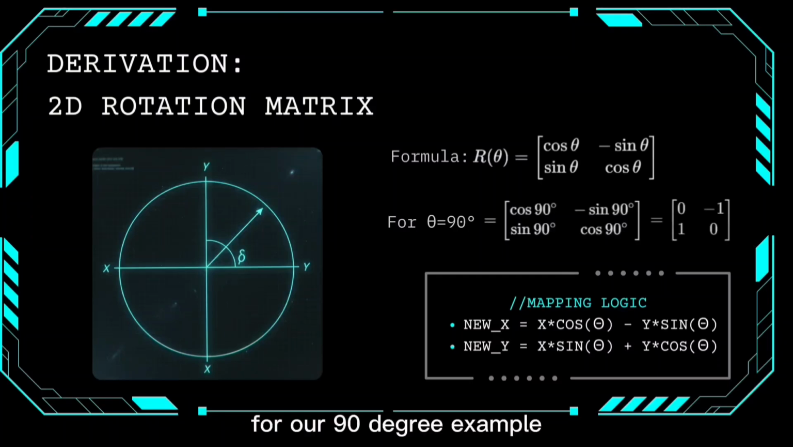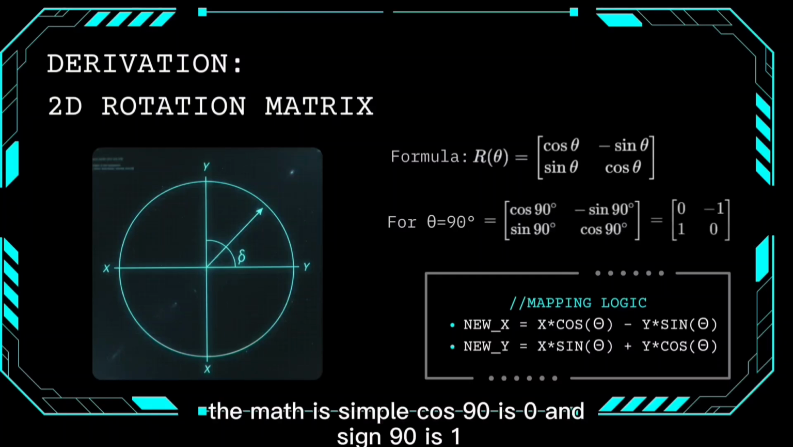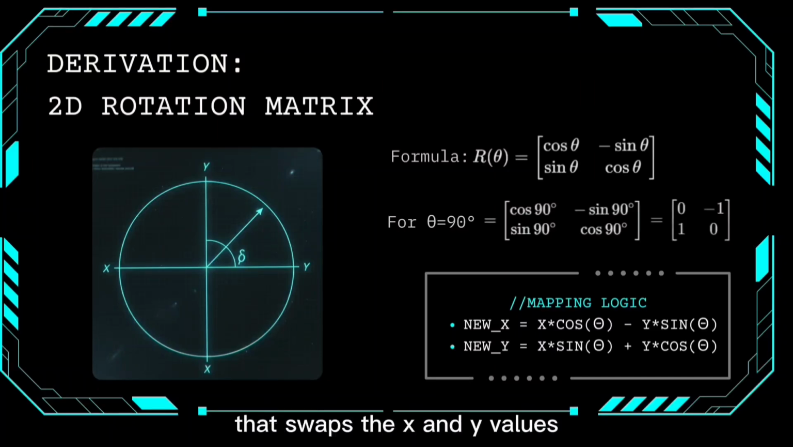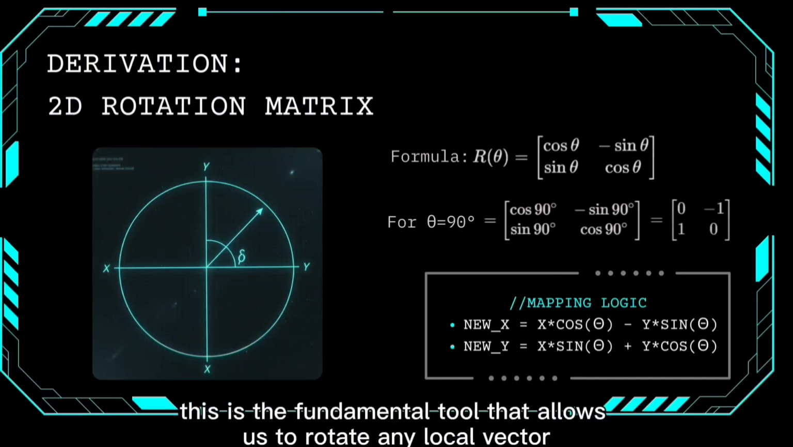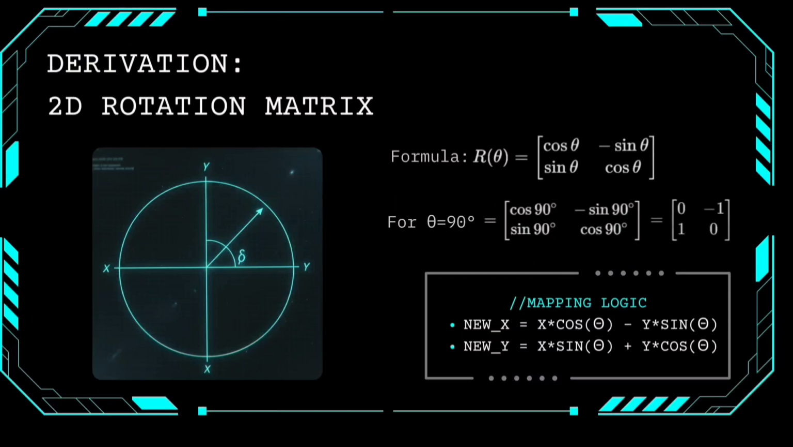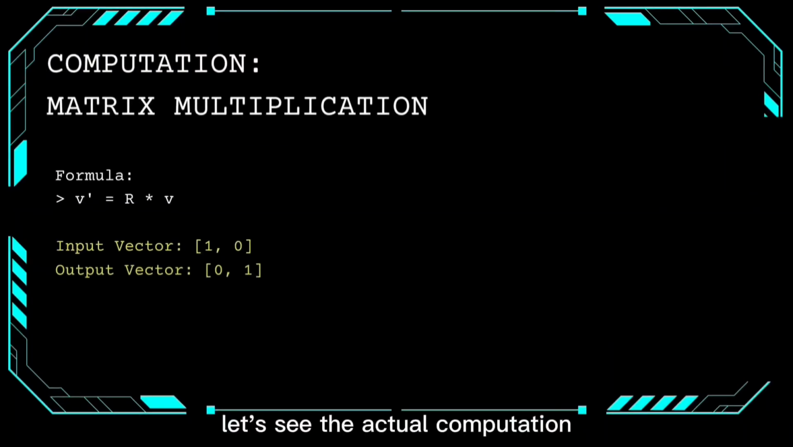For our 90-degree example, the math is simple. Cos 90 is 0 and sin 90 is 1. The matrix becomes a simple set of coordinates that swaps the x and y values while inverting the sign. This is the fundamental tool that allows us to rotate any local vector into the global frame without losing the robot's orientation. Let's see the actual computation.